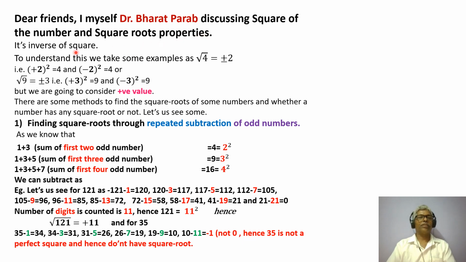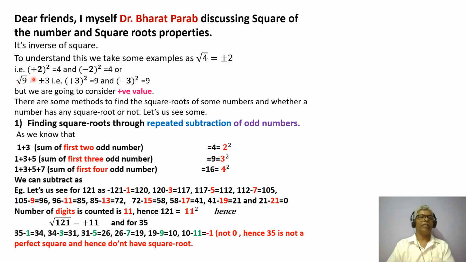The first property is that it's the inverse of square. To understand this, we take some examples: the square root of 4 is plus minus 2. When you take the square root, this sign means the power is 2, so you need not write 2 here. You can call it root 4 or use the root sign only, because this is internationally accepted terminology. So root 4 is equal to plus minus 2.